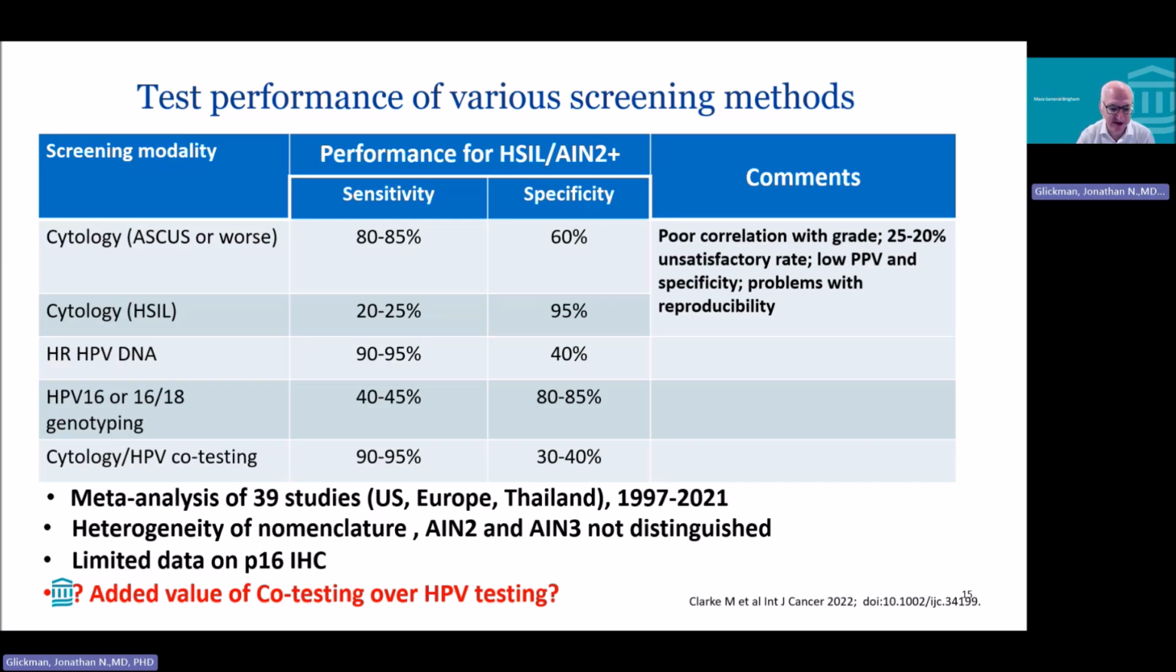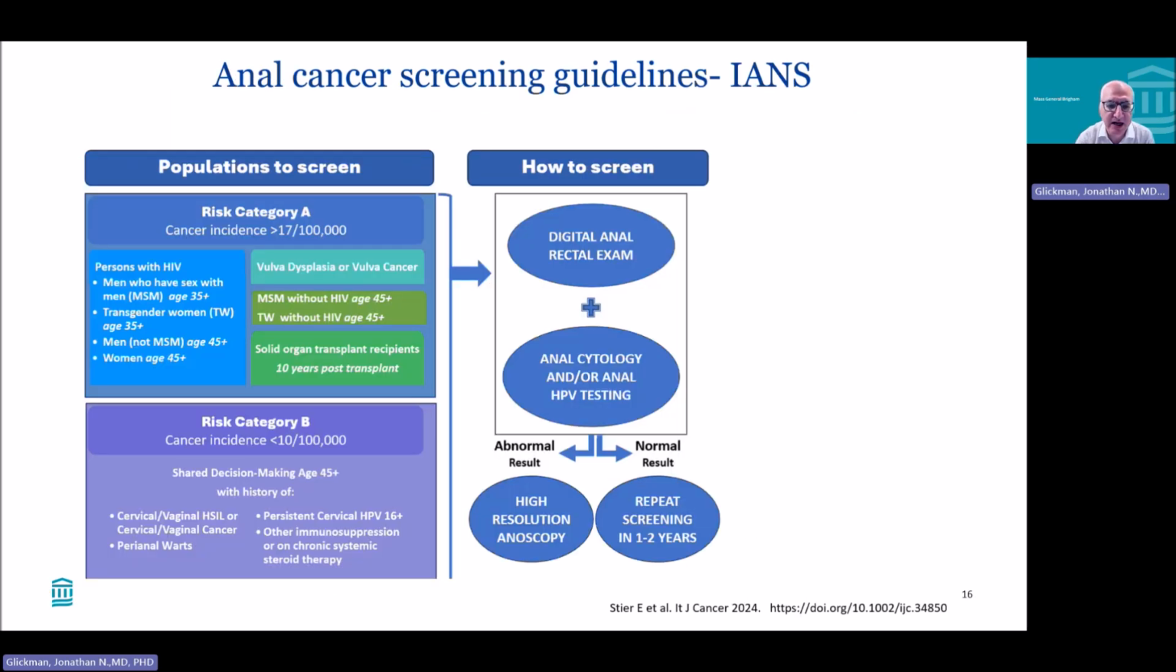And I think there are some factors like the use of P16 immunohistochemistry in biopsies which haven't really been addressed. But these are the current anal cancer screening guidelines by the International Anal Neoplasia Society. The populations to screen, we've already mentioned these.